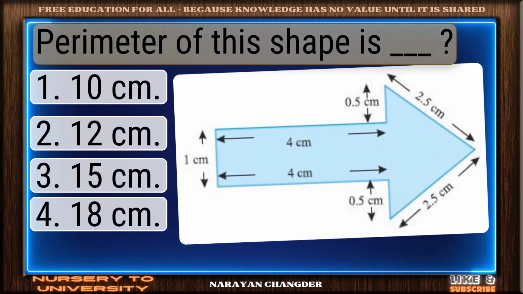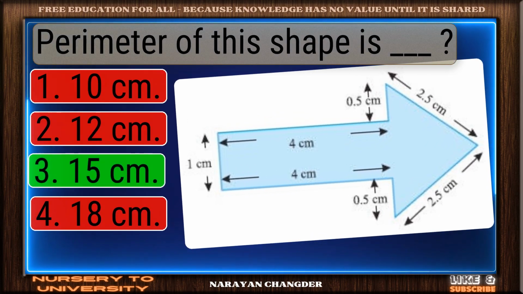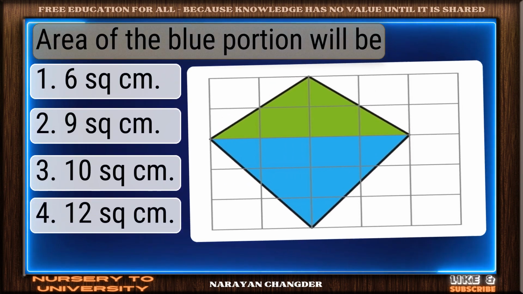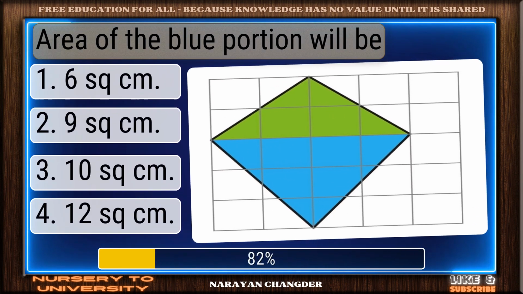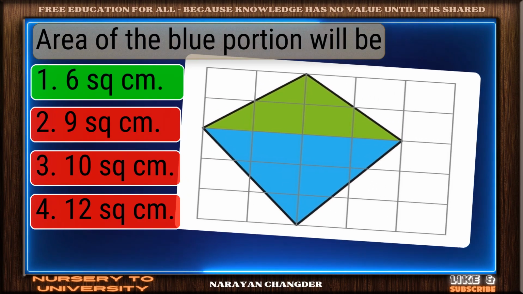Perimeter of this shape is dash. Strong choice. 15 cm is the right answer. Area of the blue portion will be on track. 6 cm is the correct answer.